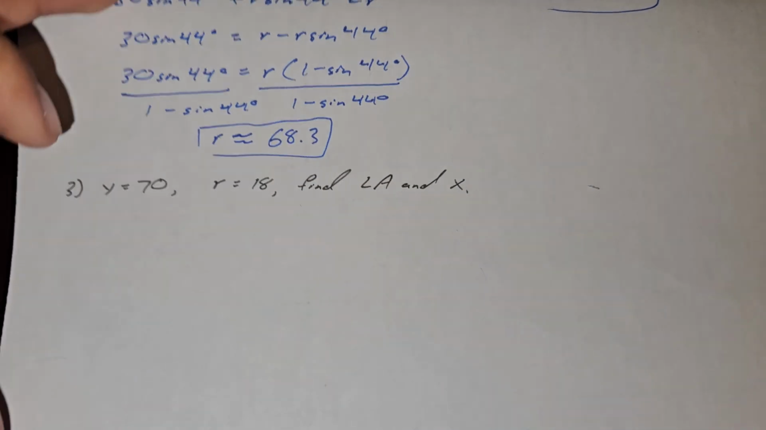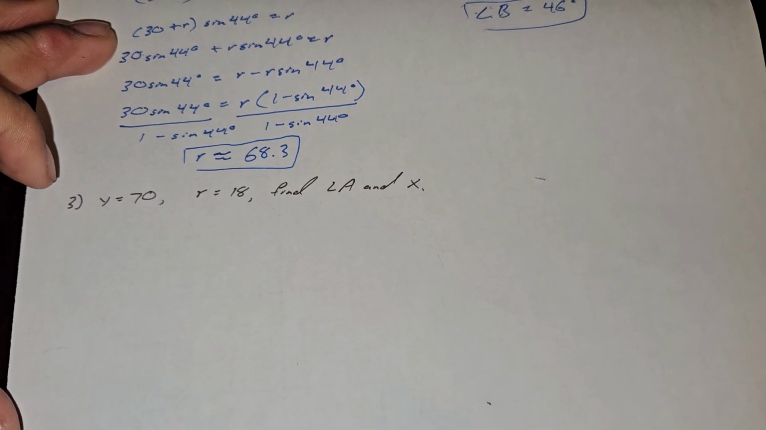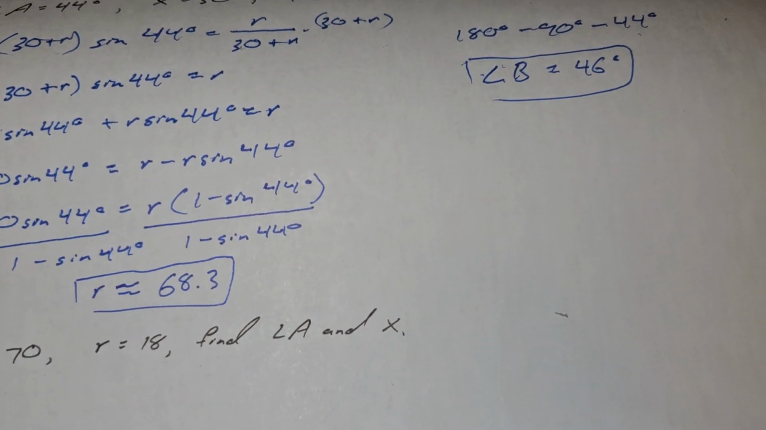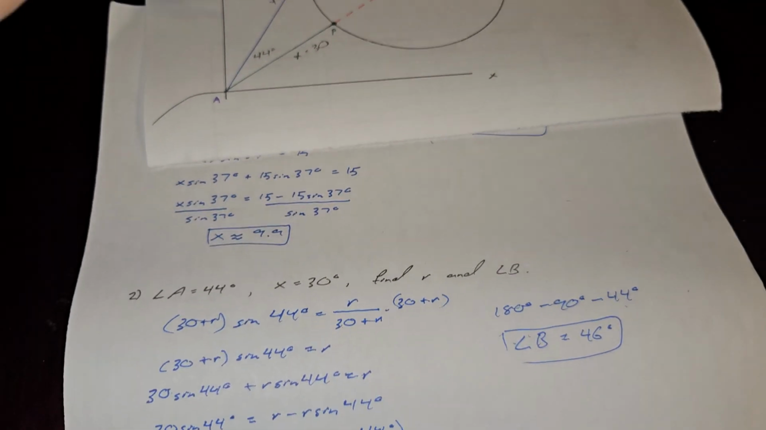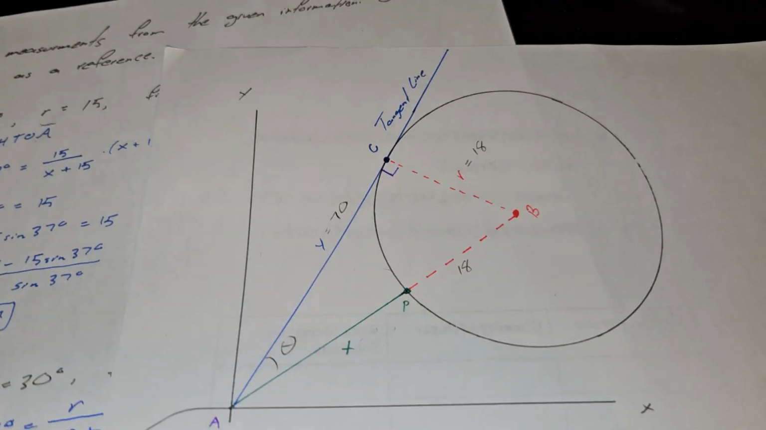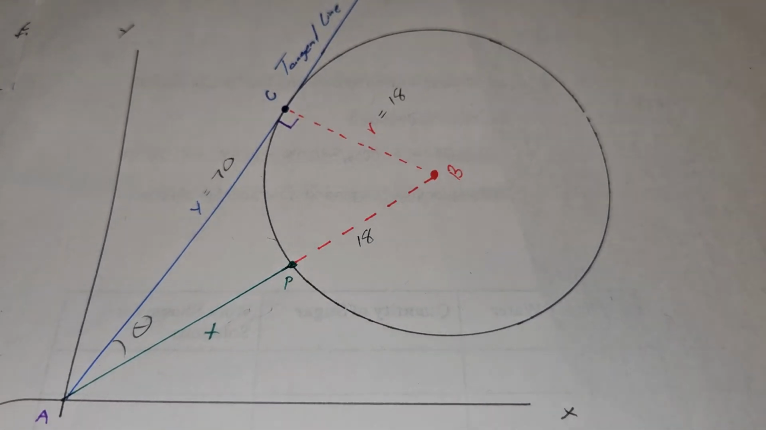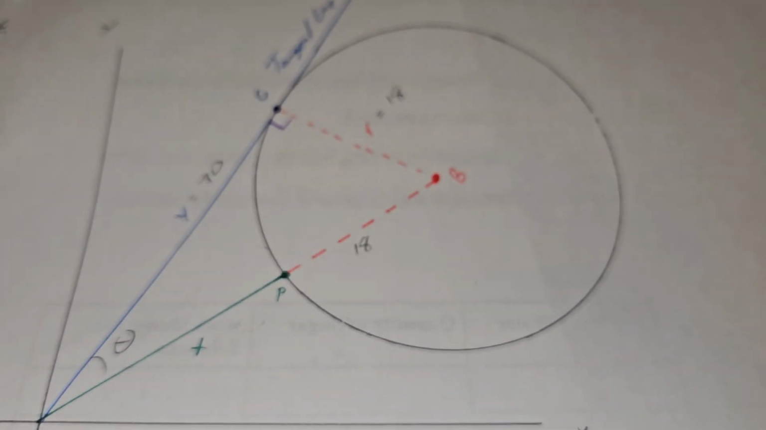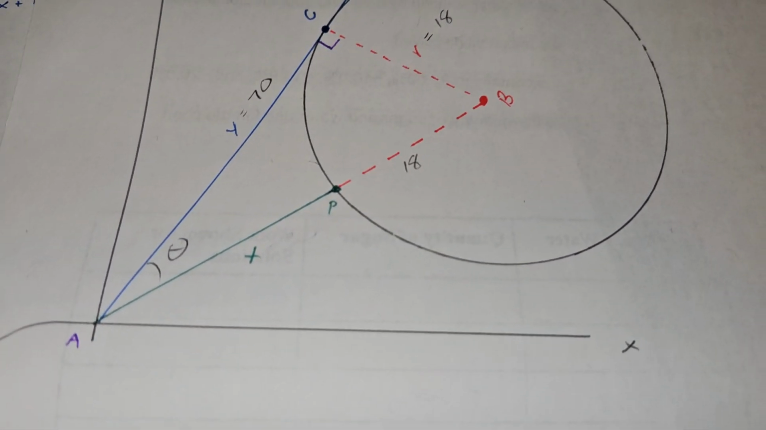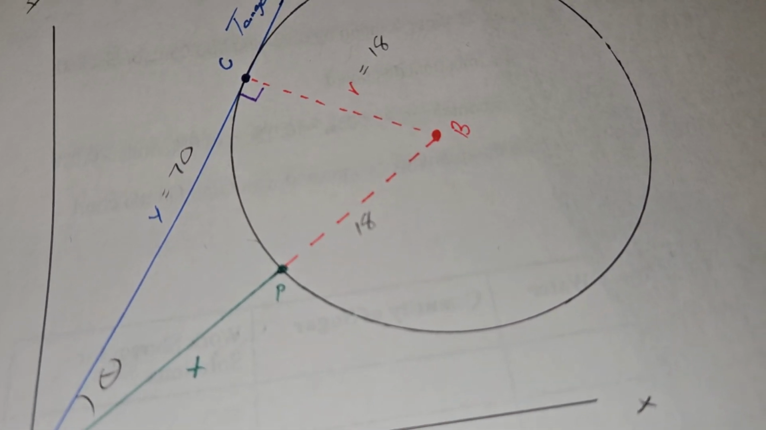Let's go ahead and do the last one, which is y is equal to 70, r is equal to 18, and find angle A and X. So again, let's erase our numbers here and put the new ones in. Okay, I already wrote down the numbers. We are given that y is equal to 70, r is equal to 18. I wrote 18 here again because remember that red dotted line is also the radius, and we're going to have to find angle A and X. So let's go ahead and do this.